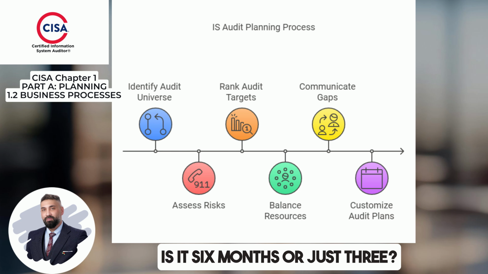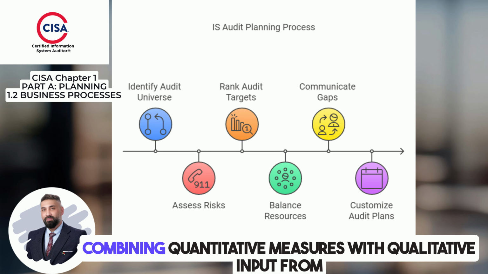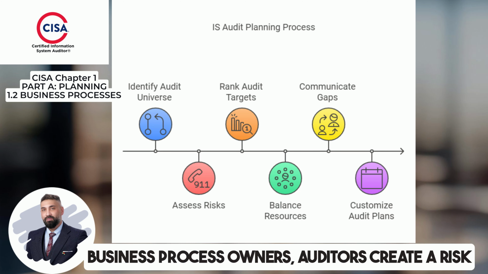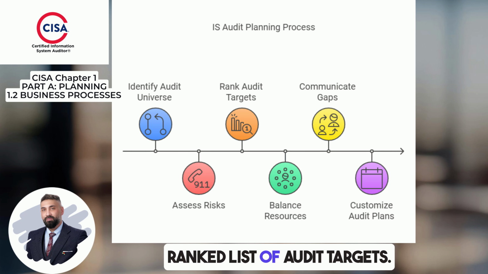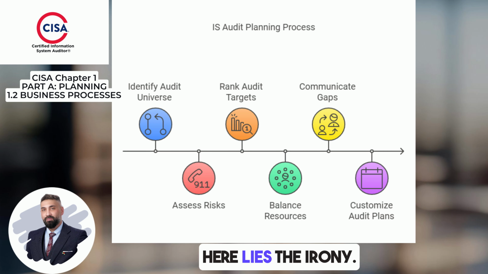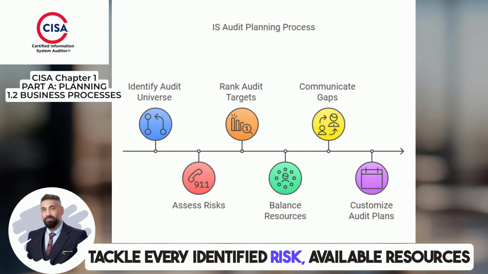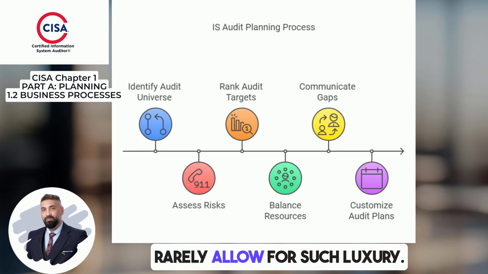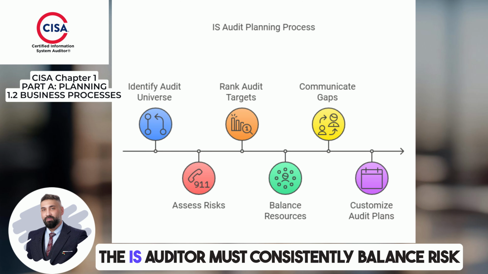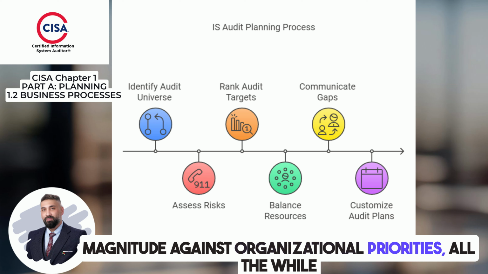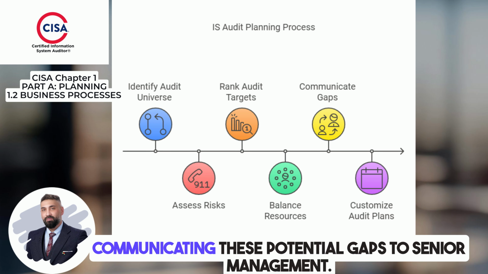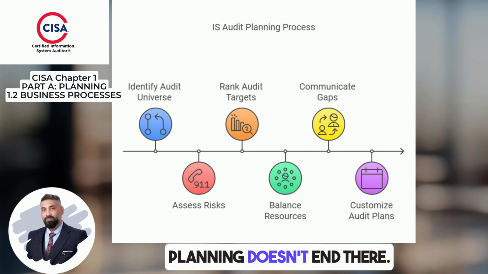Is it 6 months or just 3? Combining quantitative measures with qualitative input from business process owners, auditors create a risk-ranked list of audit targets. Here lies the irony. While the ideal audit plan would tackle every identified risk, available resources rarely allow for such luxury. The IS auditor must consistently balance risk magnitude against organizational priorities, all the while communicating these potential gaps to senior management. Planning doesn't end there.